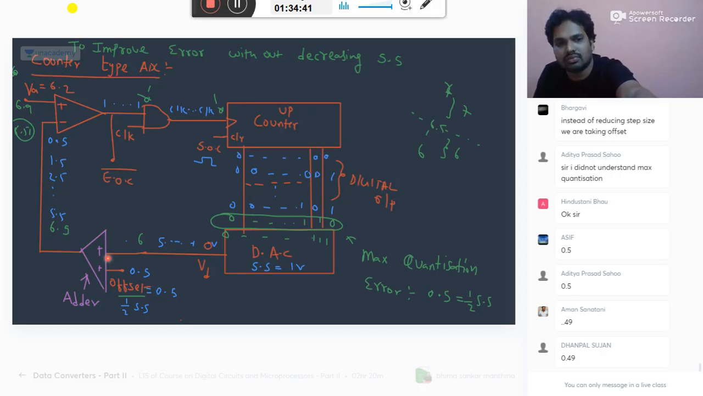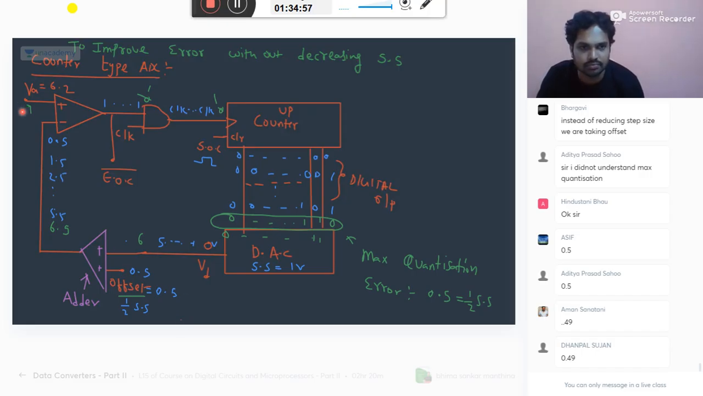Any other doubt? Please ask fast. Aditya, do you understand or not? Please comment. Remaining people, is it clear?